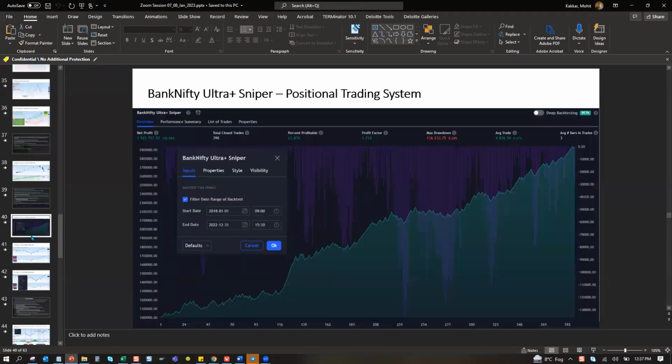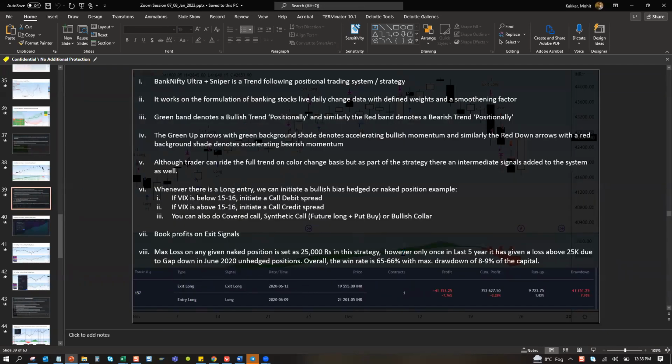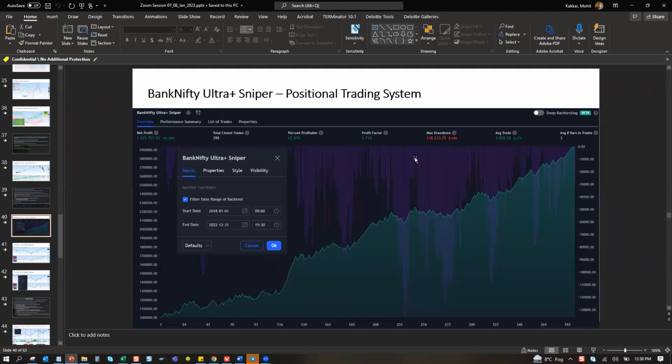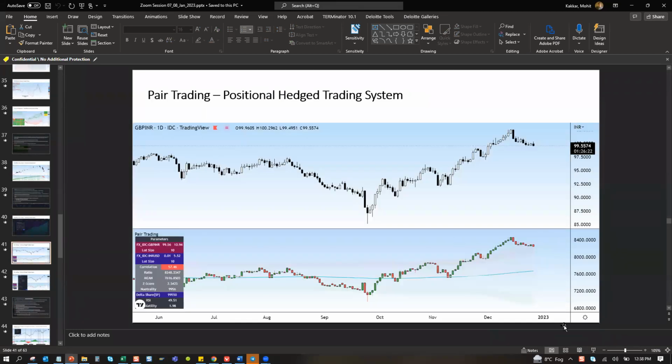Okay, so this is about this indicator. A lot I've spoken. So all of whatever I showed you is mentioned here. Okay, and the maximum loss it hit is because of a gap down. You can see June 2020 data, you'll get to know what gap down I'm telling. This is the report. We'll move on to pair trading.